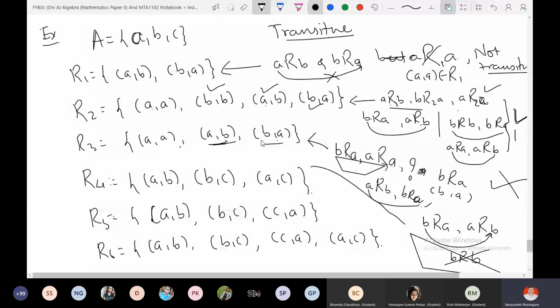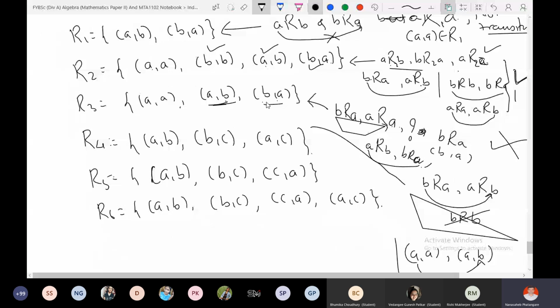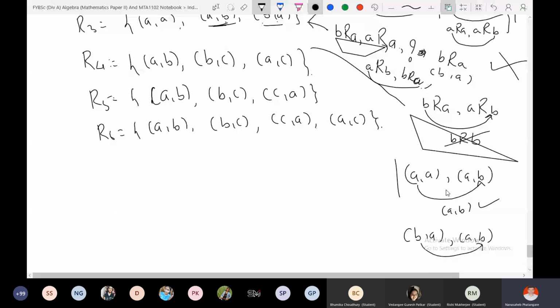Right, B comma A, because as far as set notation is concerned, it doesn't matter which element is at which place. So BA, AB doesn't matter. We have 3 elements in R3 and position doesn't matter, right? Therefore, B is related to A with respect to R3 and A is related to B with respect to R3. So for transitivity, we expect that B should be related to B. That we expect, but that is not happening.